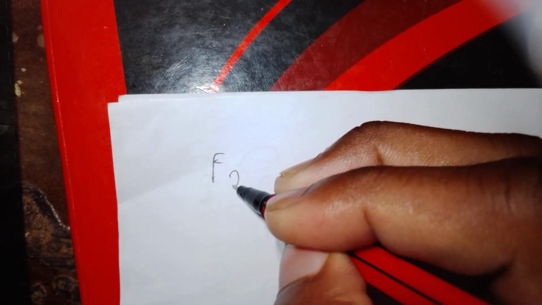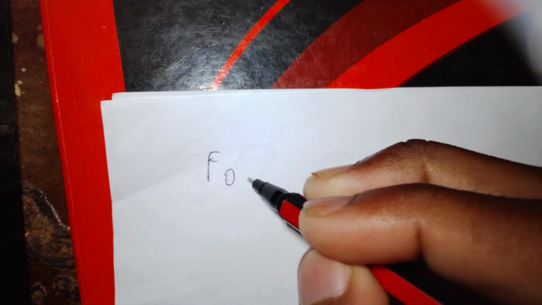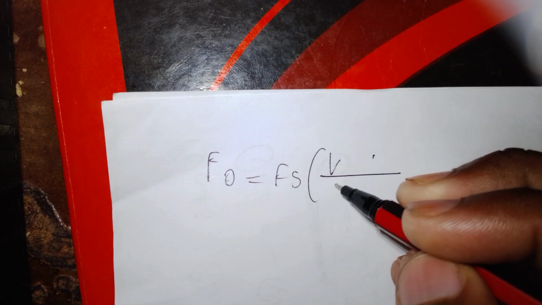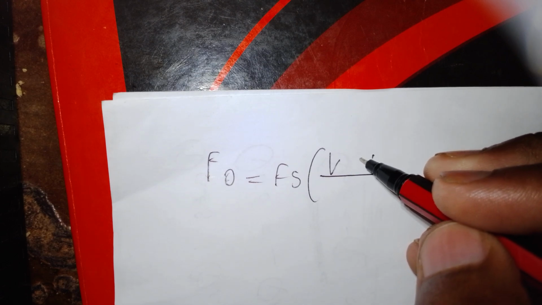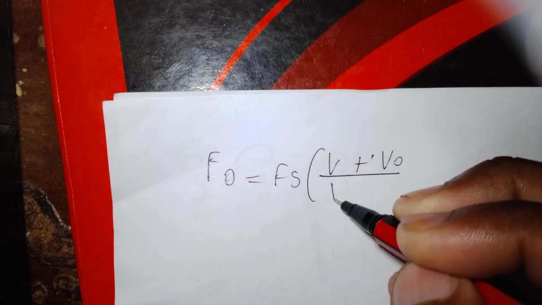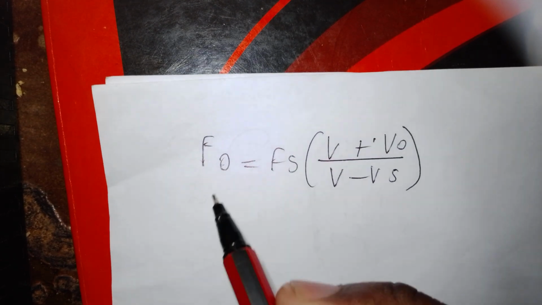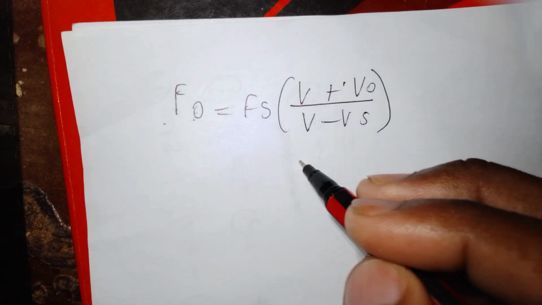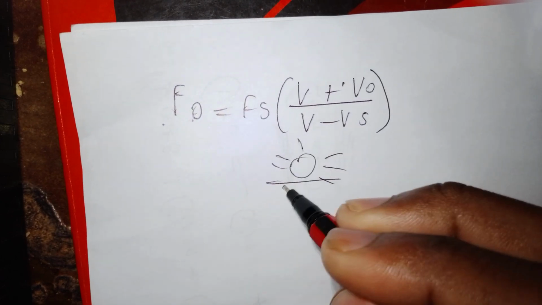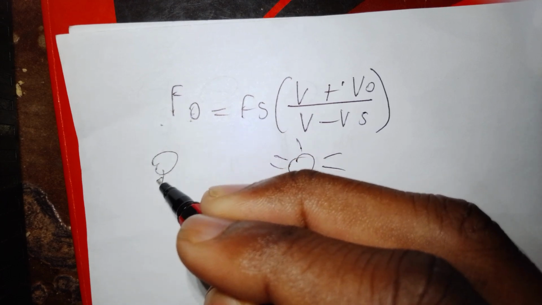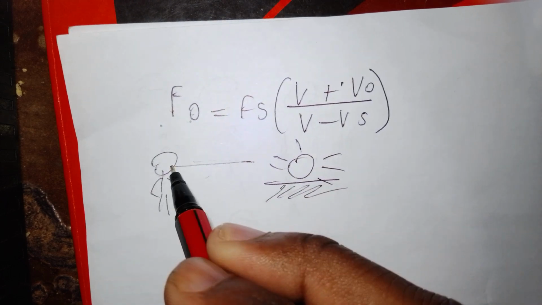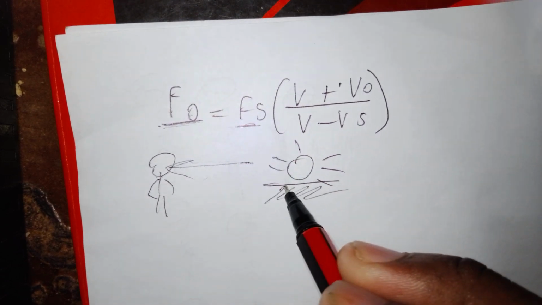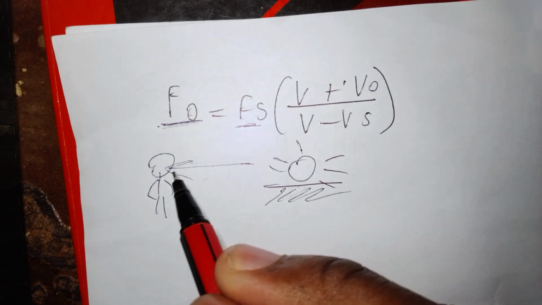So the formula is Fo, that is the frequency heard by the observer, equals Fs times (V plus Vo) over (V minus Vs), where Fo is the frequency that has been heard. Imagine this is a speaker here, producing a sound. Then the person is here, the listener. That person has heard this sound, so that is the frequency that has been heard. Then Fs is the frequency that has been produced, so this will not change, this will.